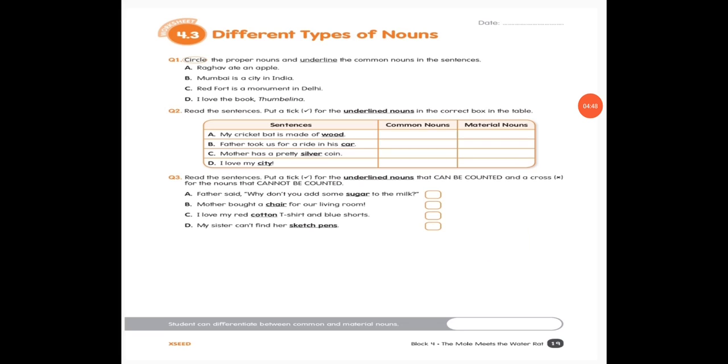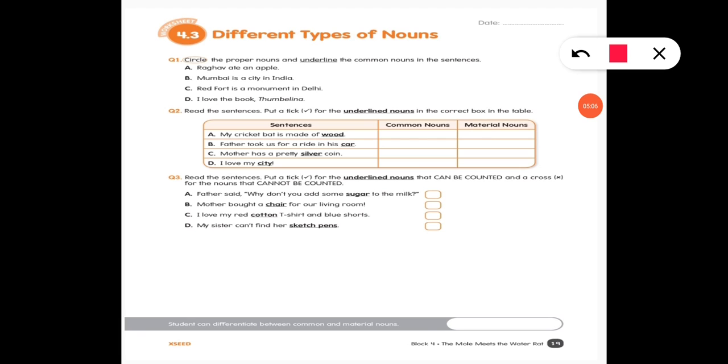Next, move on to the worksheet. This is your worksheet, different types of nouns. You have question 1: circle the proper nouns and underline the common nouns in the sentences. Here are 4 sentences: A, B, C and D. So you have to circle the proper noun and underline the common noun.